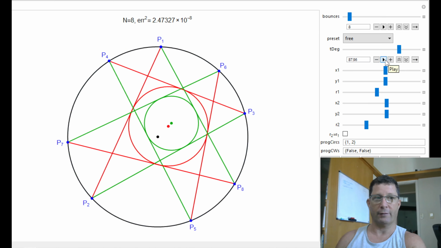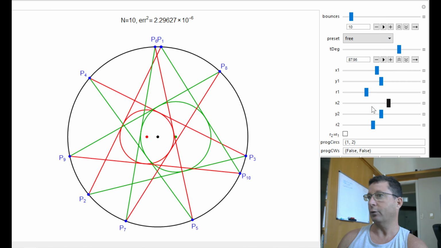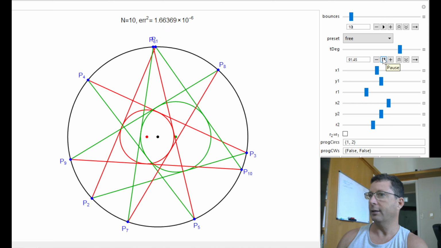I want to say that this is very rare. Just closing a circuit does not guarantee that you're going to stay quasi-poristic, as we have shown in previous videos. Let's see if I have more examples here. I have an n equals 10 porism, a quasi-porism. Let's hit the right button here.